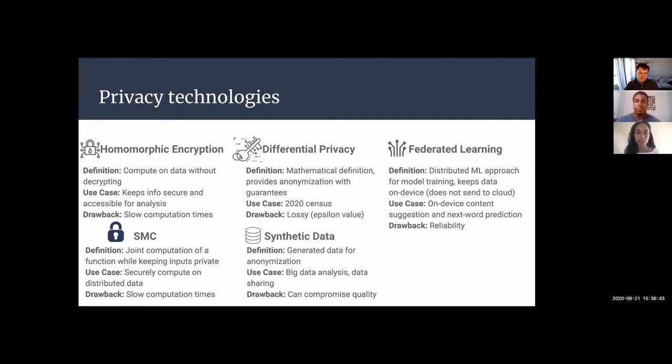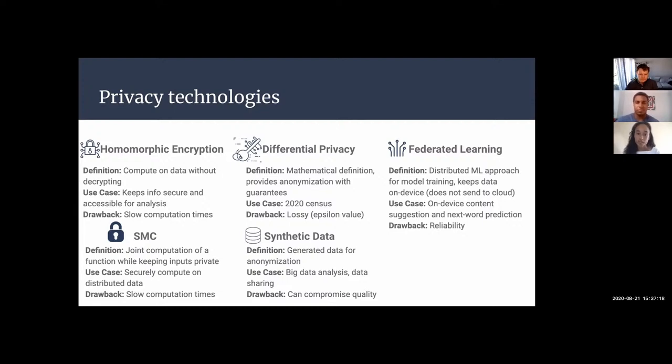So quickly, just to go through all of these, homomorphic encryption, we had Onvale in the previous slide, which is a company in this space. So homomorphic encryption enables compute on data without decryption. So what that means is it's able to keep information secure and accessible for analytic purposes. So for example, if you wanted to analyze medical records but ensure that data was not leaked, you could use homomorphic encryption. The limitation here is that it is slow with regard to computation time, though computation time is improving.